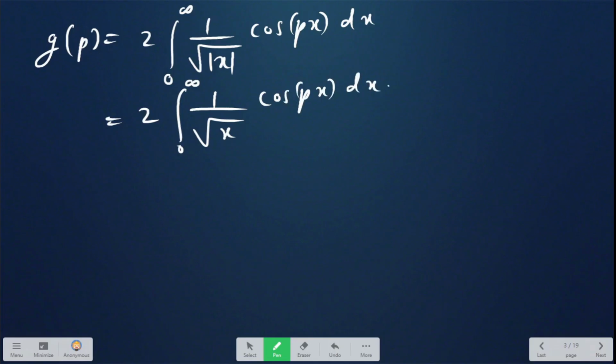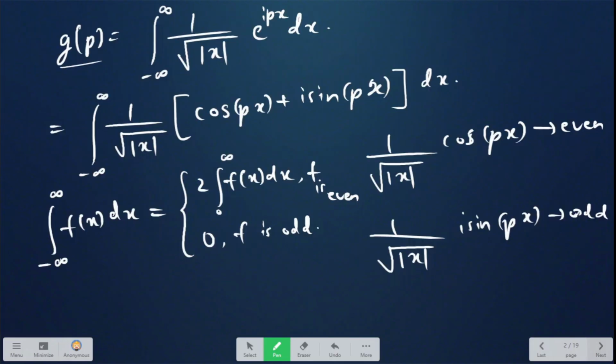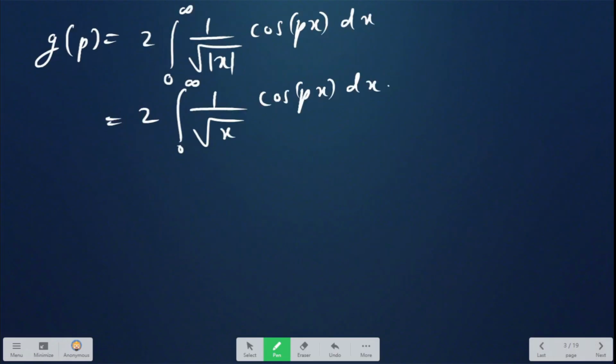Now there is no need to evaluate the integral completely. We only need to identify the correct form. In the question we are only required to identify the correct form of g of p, and beta is constant here, so we need only proportionality. We need to know what is the proportionality of g of p with p. Is it 1 by 2, is it minus 1 by 2, is it square, whatever it is, we have to find that out.